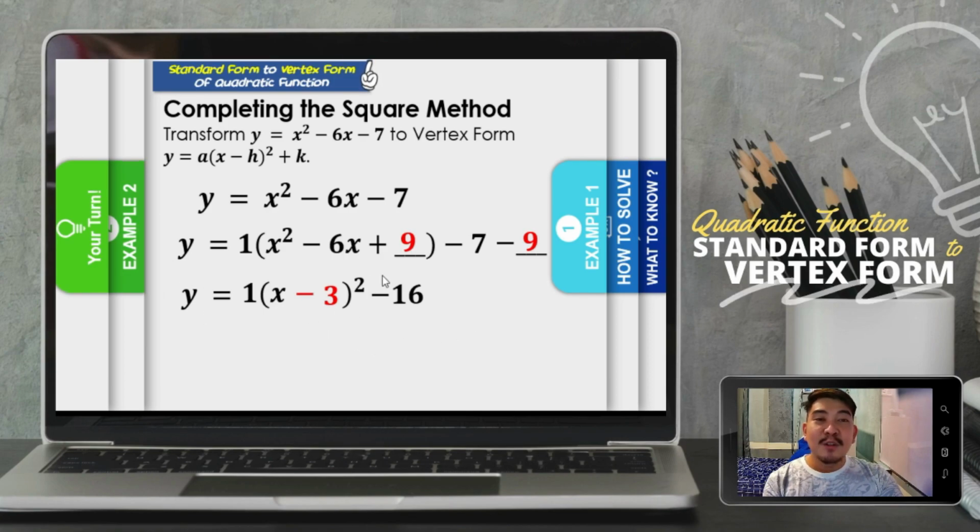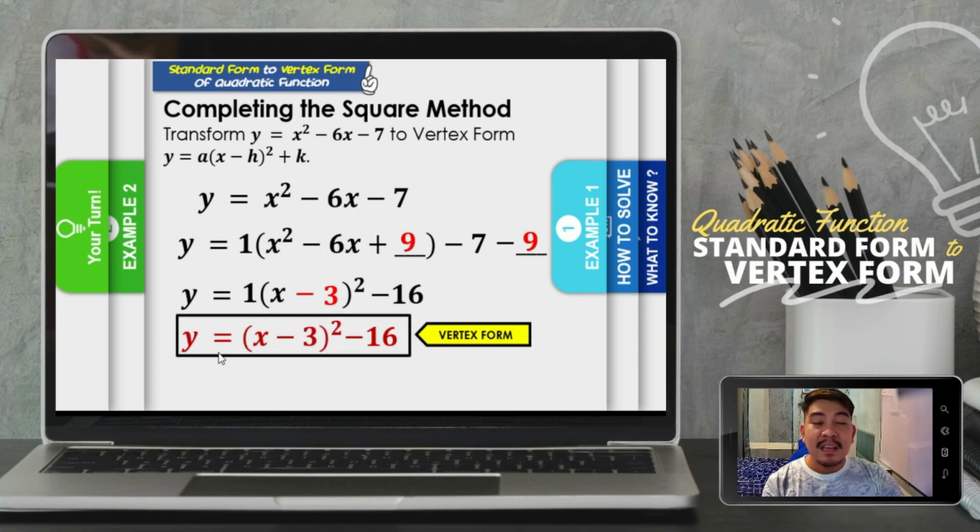And if you can see, this is already in vertex form. Since the value of a here is 1, we can rewrite it as y is equal to the square of x minus 3 minus 16. Okay? The value of h is positive 3. We have here negative 3. We need to change the sign to get the value of h. Thus, we have h equals 3.